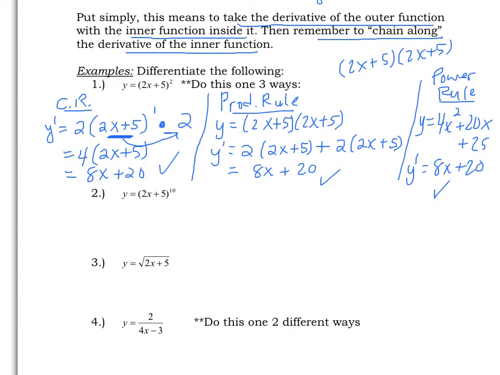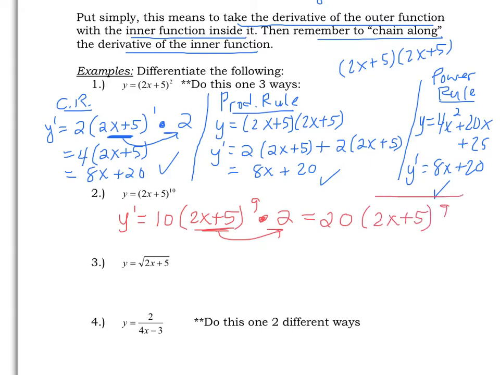You're not always going to be able to do it multiple ways. So, take a look at example number 2. There's only really, realistically, one way to do this, and that is the chain rule. So we're going to multiply that 10 down in front, carry along the inside, okay, subtract 1, so our new power is 9, chain along the derivative of the inside, which is going to be 2. So if your inside is linear, then it's just going to be that number in front of x. So we can multiply the 10 and the 2 to get 20. We have 2x plus 5 to the 9th for our simplified final answer.